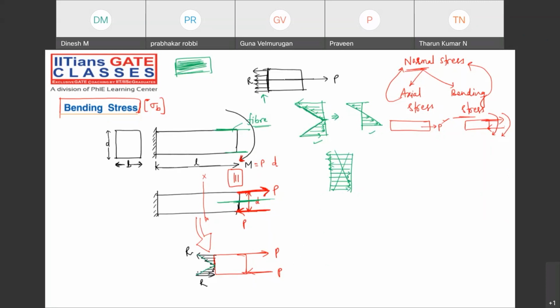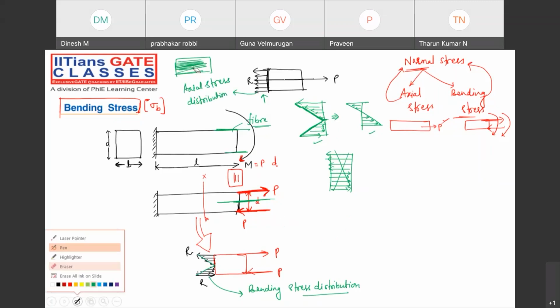and again it is increasing like this. Remember, it is a bending stress distribution. Remember, it is not a bending moment distribution. It is a bending stress distribution. Understanding my point or not? And this one is what? Axial stress distribution. All of you are able to follow me or not? Tell me, guys. All of you are able to follow me?